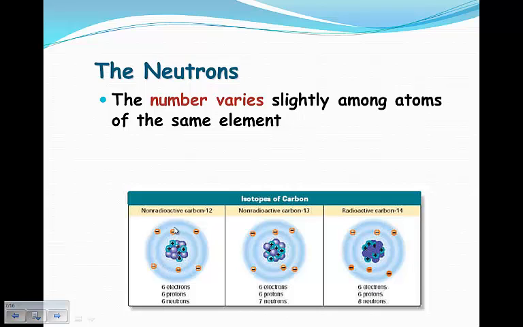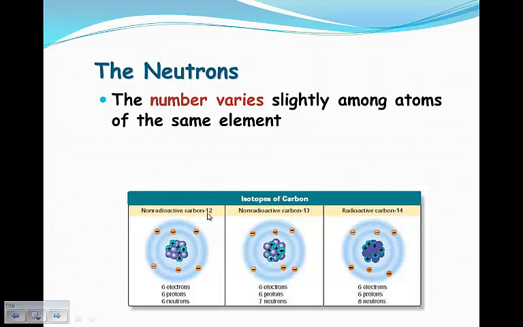So you can see the carbon 12 is non-radioactive, carbon 13 is non-radioactive, but when we get to carbon 14, that's radioactive carbon. All right, so here we have the same number. The reason why it's called carbon 12 is that the mass number, the total mass, is determined by protons plus neutrons.